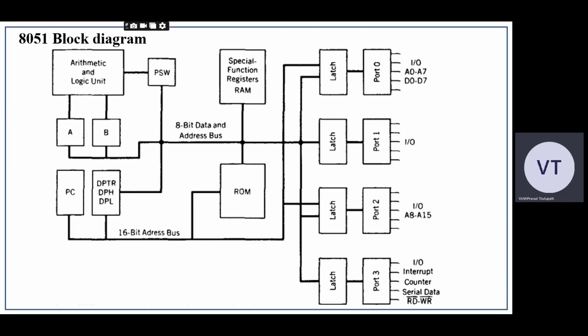In the previous video, we have seen the arithmetic logic unit, A register, B register, program counter, data pointer, and clock circuitry. In this video, we see the RAM division, and program status word and ports.